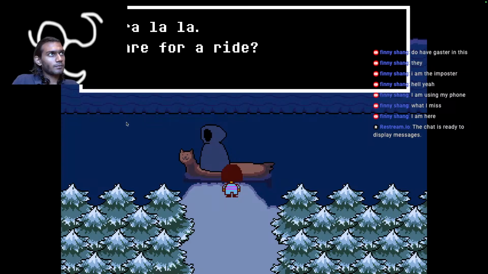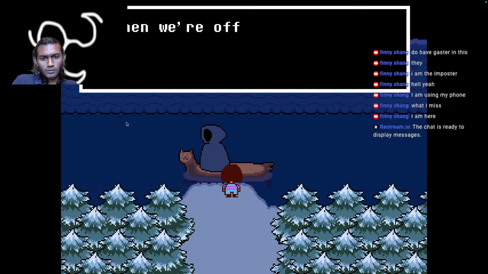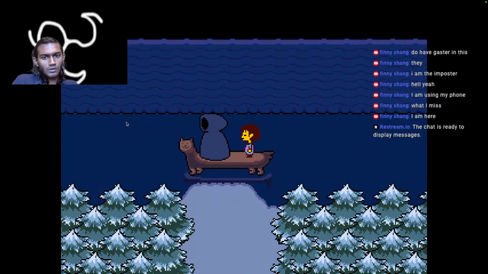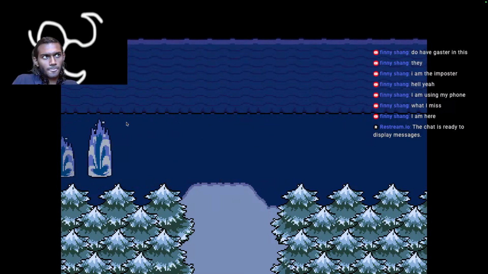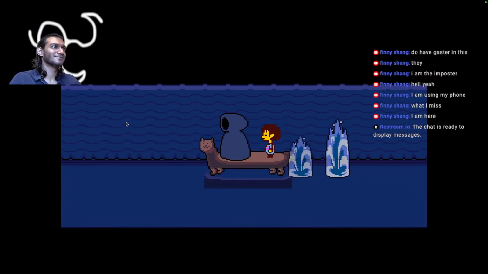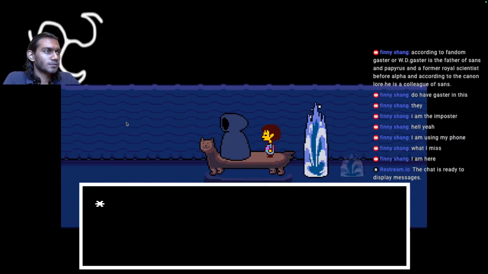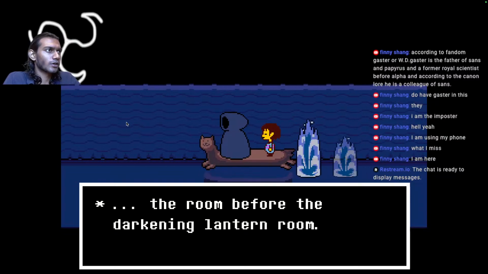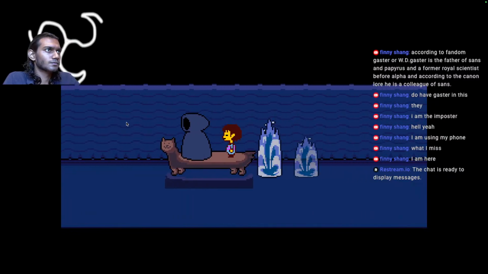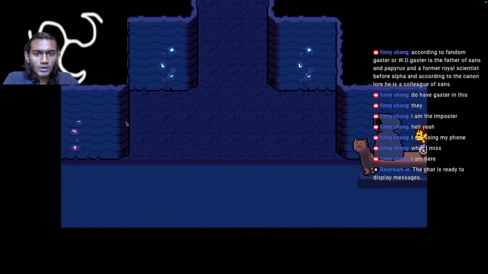Tra-la-la, care for a ride? Ride in the boat? Yes. Where will you go today? Hotland. Let's go to the waterfall. Then we're off. Oh, what happened to... Now it's running. Tra-la-la. Temmie Village. The room before the darkening lantern room. We are going really fast.